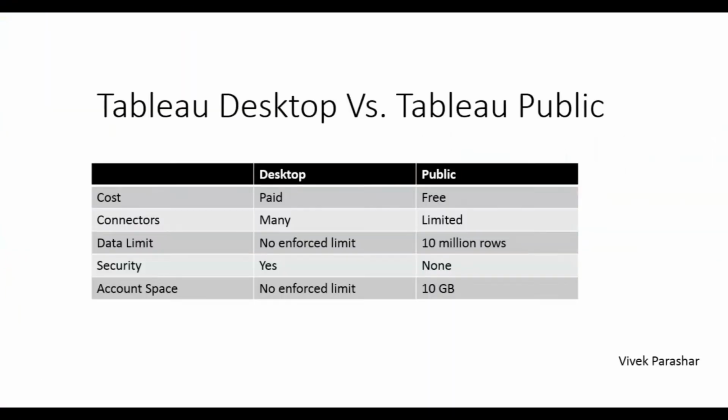So here we have seen these differences: we have limited connectors in Public, but we have all the available connectors in Desktop. And also for security, in Desktop we have options to publish that file to Tableau Server, Tableau Online or Tableau Public, and also you can save that file on your local machine. But in Tableau Public we don't have this many choices.